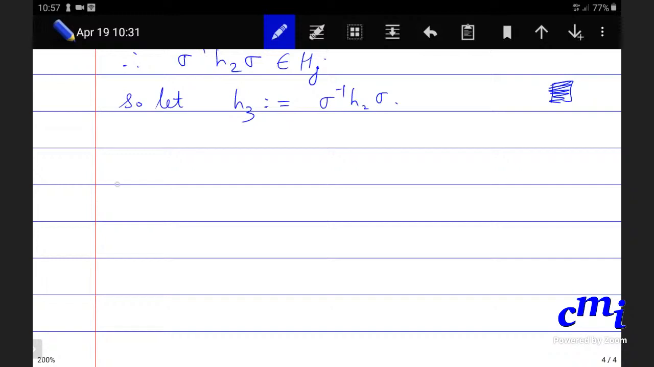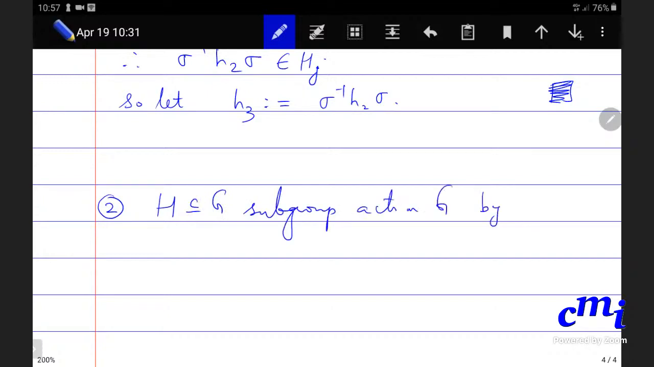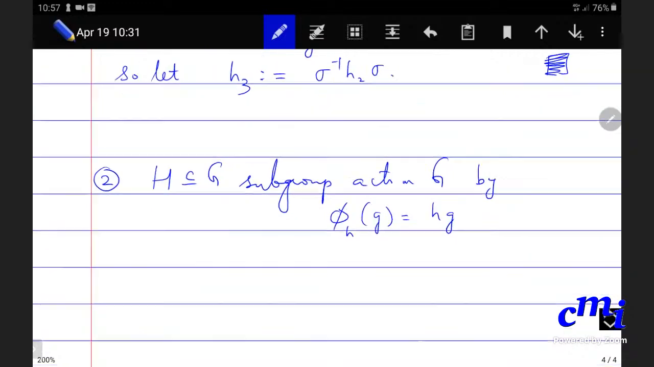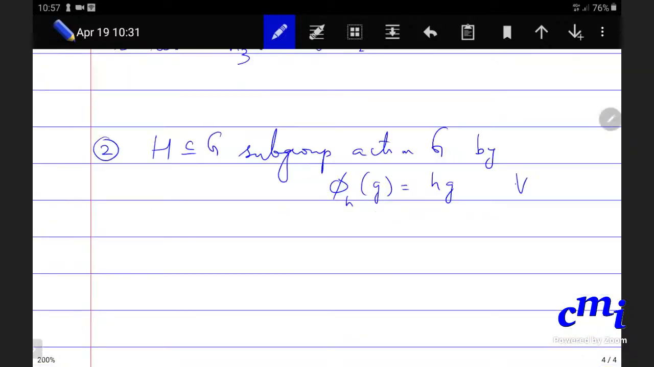Next example that we had was that a subgroup H acts on G by translation. So phi H of G is Hg, for all H in H and for all G in G.